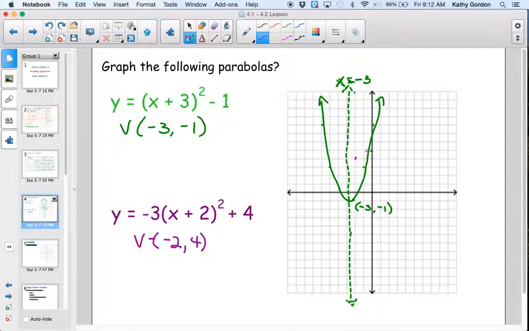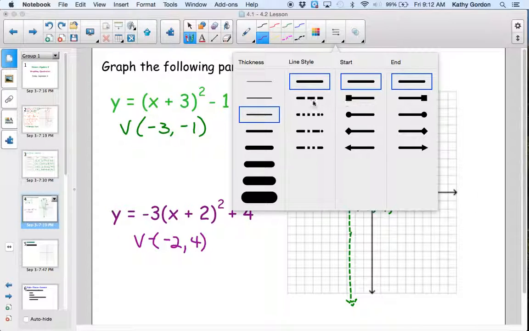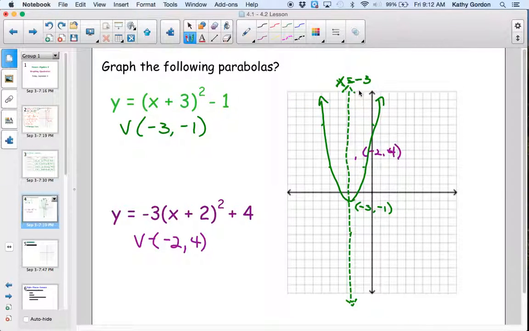Which way would we expect our parabola to open on this one? Down. So I'm going to label this kind of up above so it doesn't get in the way of where I'm going to draw things. And for my axis of symmetry, how am I going to label that? x equals what? -2. Good.